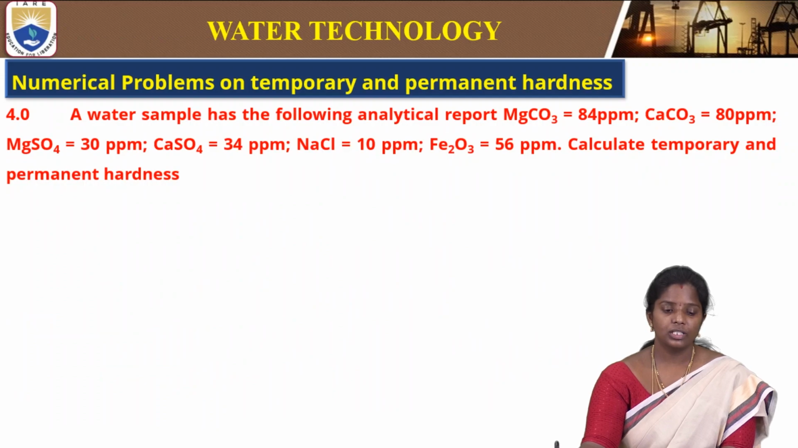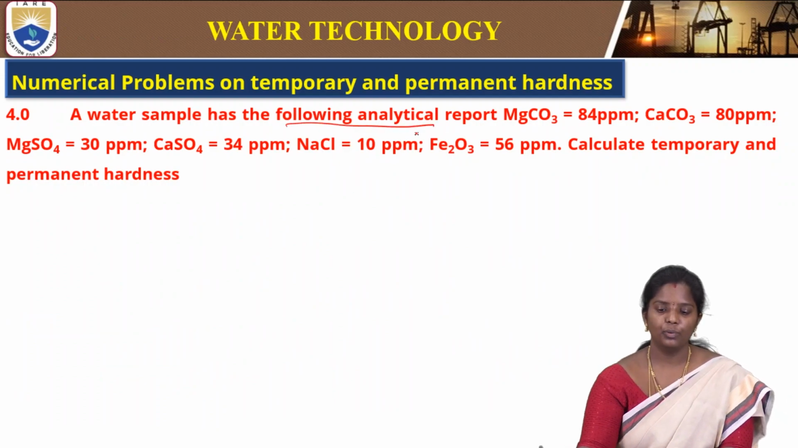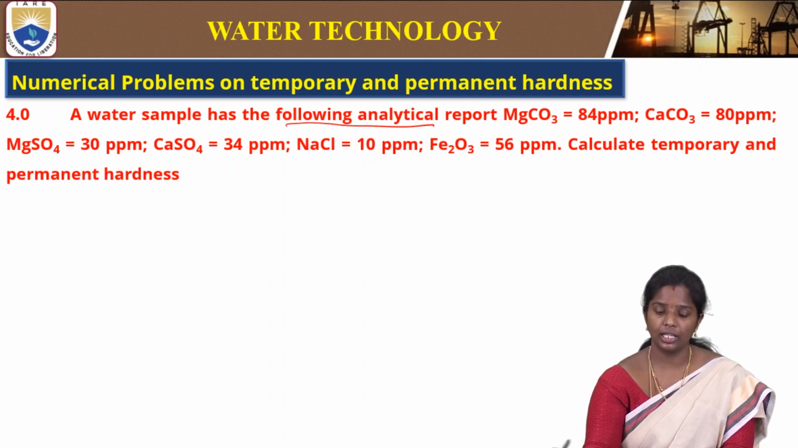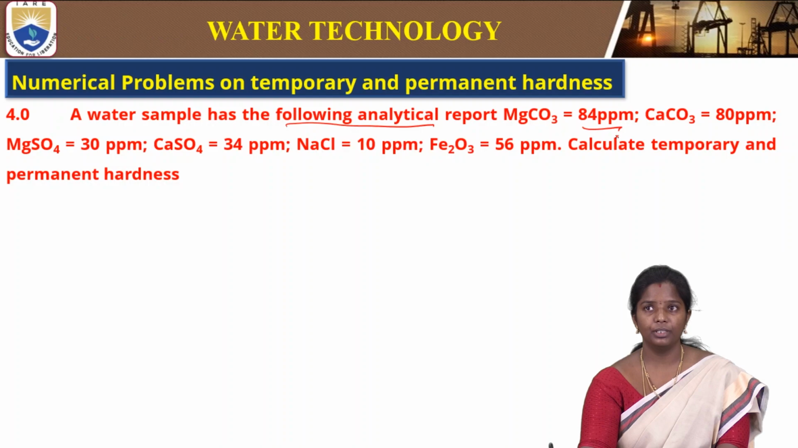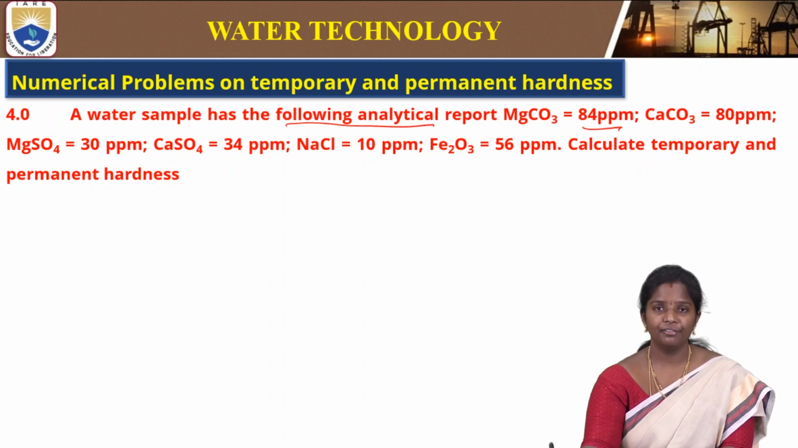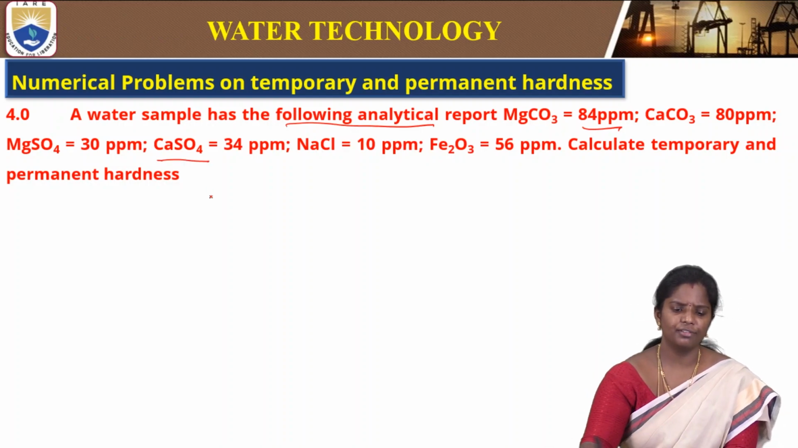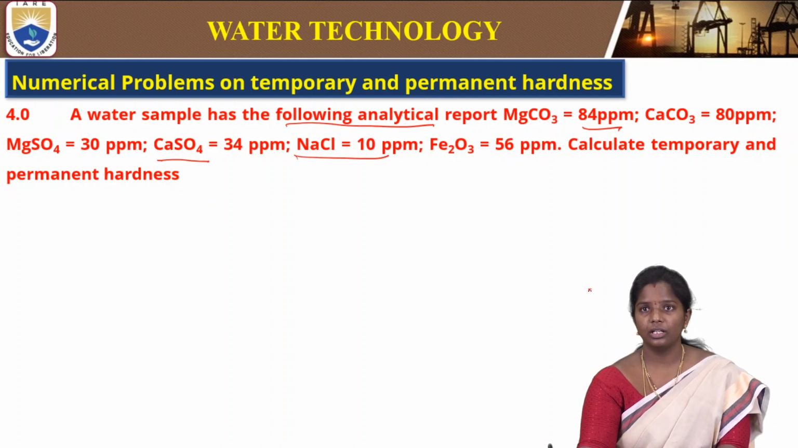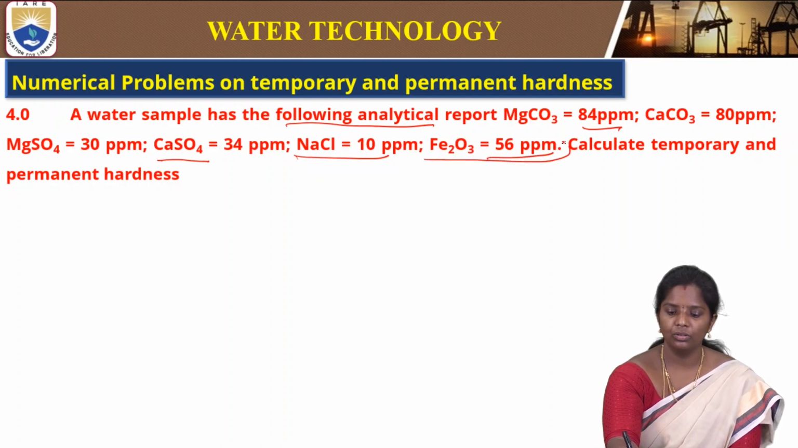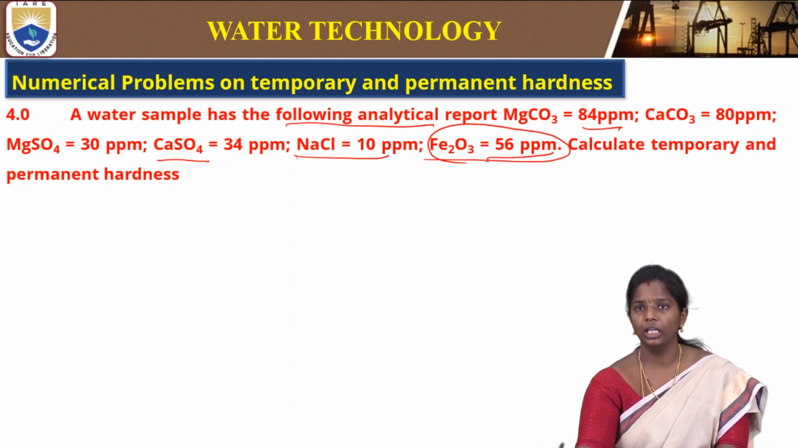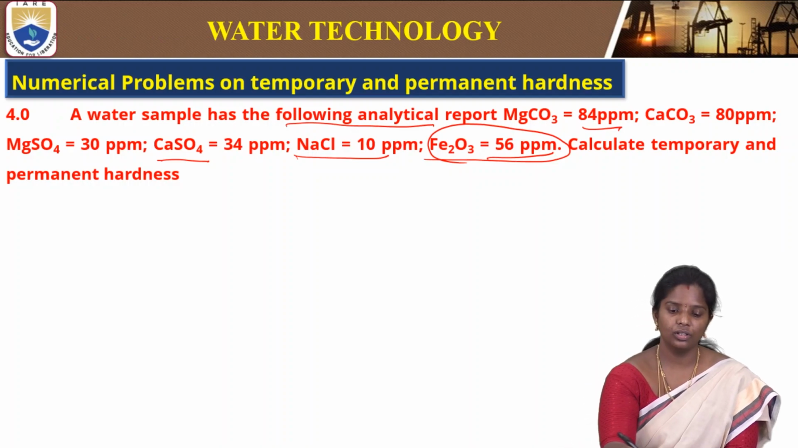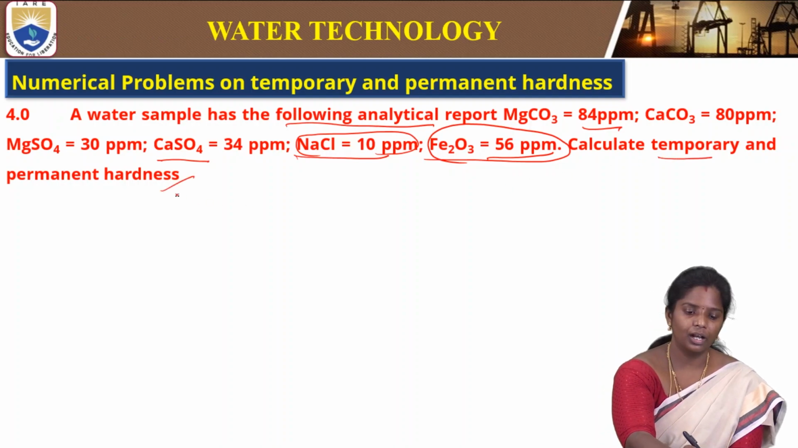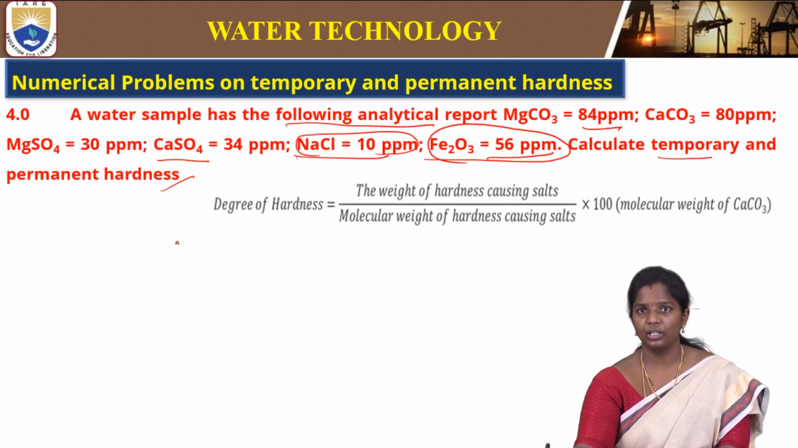Next, a water sample has the following analytical report. They have given it in carbonate form. Magnesium carbonate is 84 ppm, calcium carbonate is 80 ppm, magnesium sulfate is 30 ppm, and calcium sulfate is 34 ppm. NaCl or sodium chloride is 10 ppm. Ferrous oxide is 56 ppm. We know that ferrous oxide plays no role in hardness, and NaCl also has no role in hardness. Now calculate the temporary and permanent hardness present in that particular water sample.